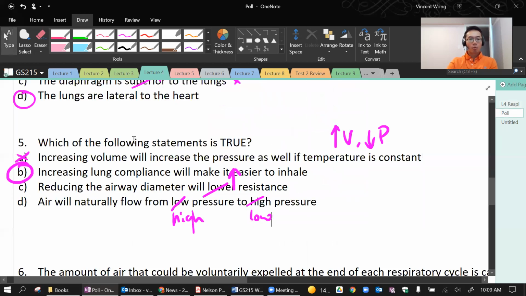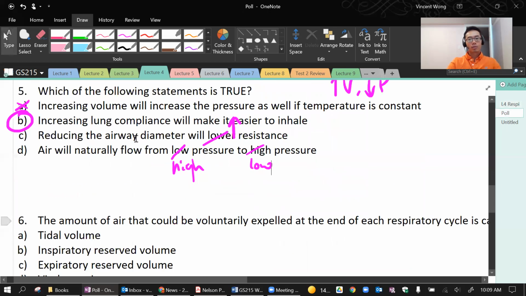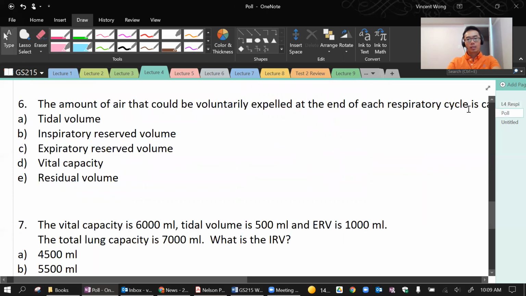Okay. Do we have more polls? Professor, yeah, go ahead. Can you please zoom in? I just want to take a screenshot of that. Sure.